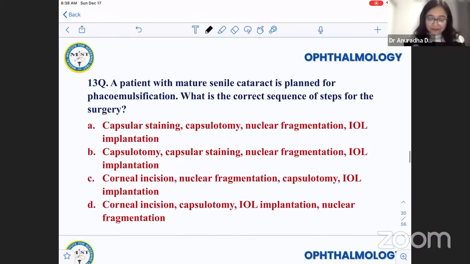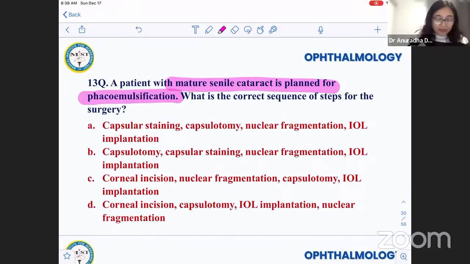A patient with mature senile cataract is planned for phacoemulsification. What is the correct sequence of steps for the surgery?